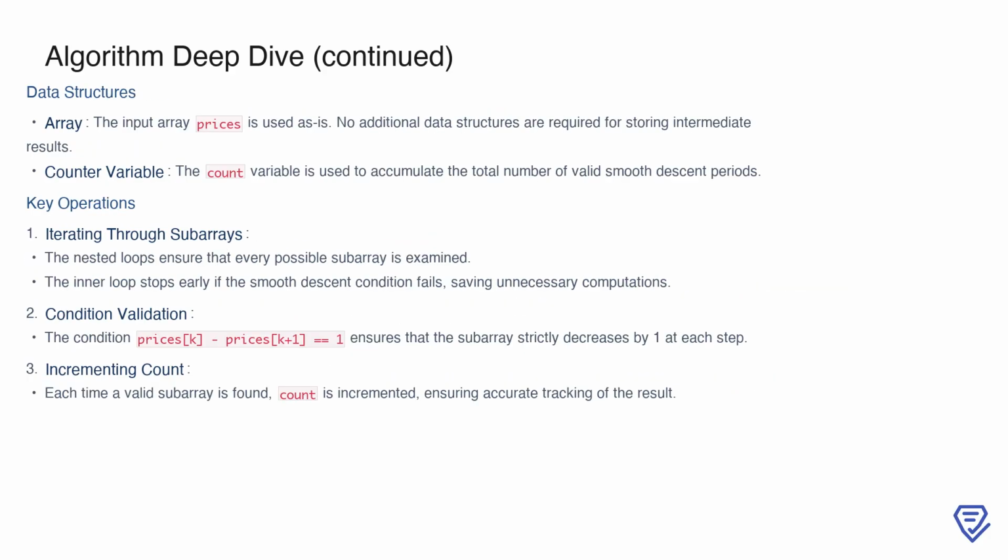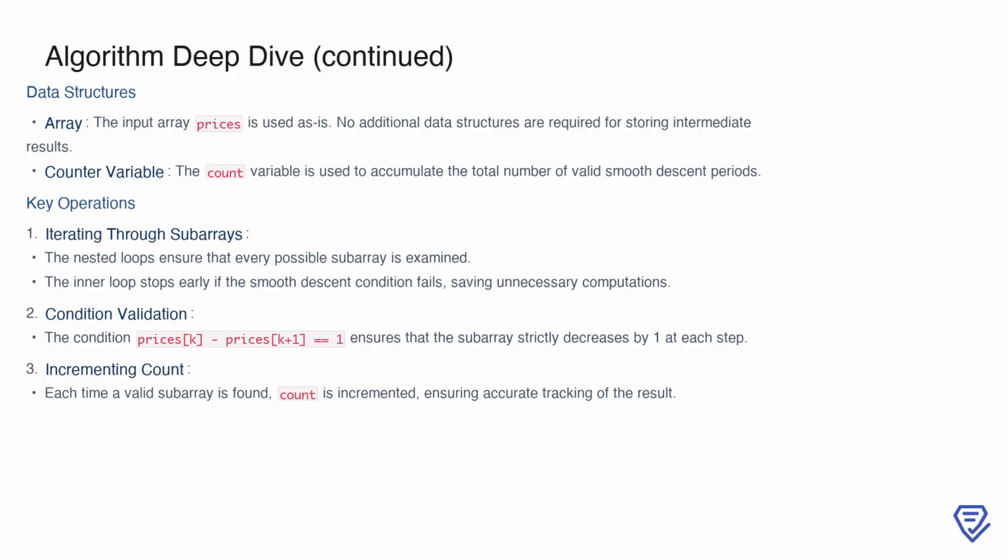This algorithm relies on very simple data structures. The input array, prices, is used directly, and no additional storage is required to keep intermediate results. The only extra variable is count, which accumulates the total number of valid smooth descent periods. The nested loop structure is central to the brute force approach, as it ensures that every potential subarray is considered.